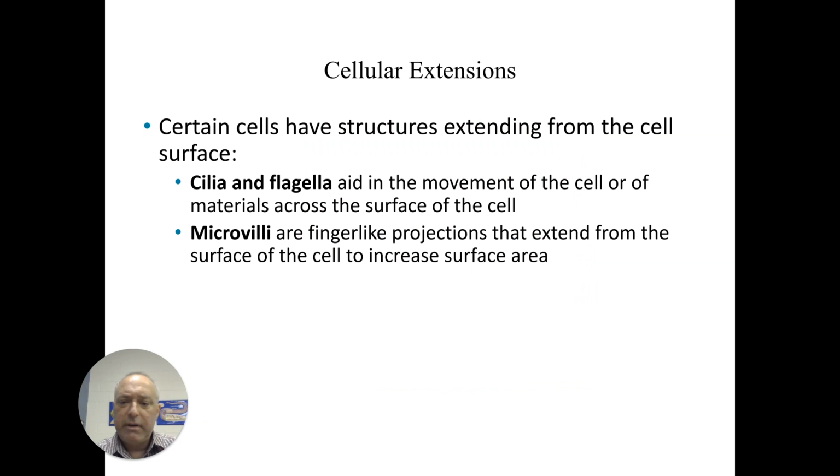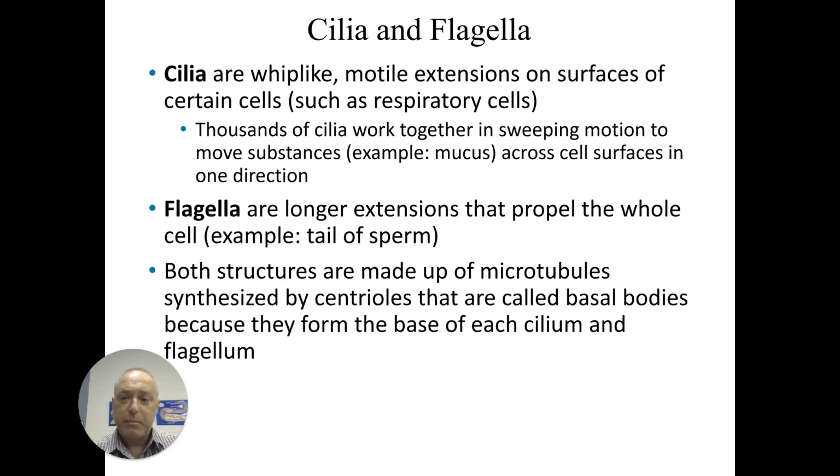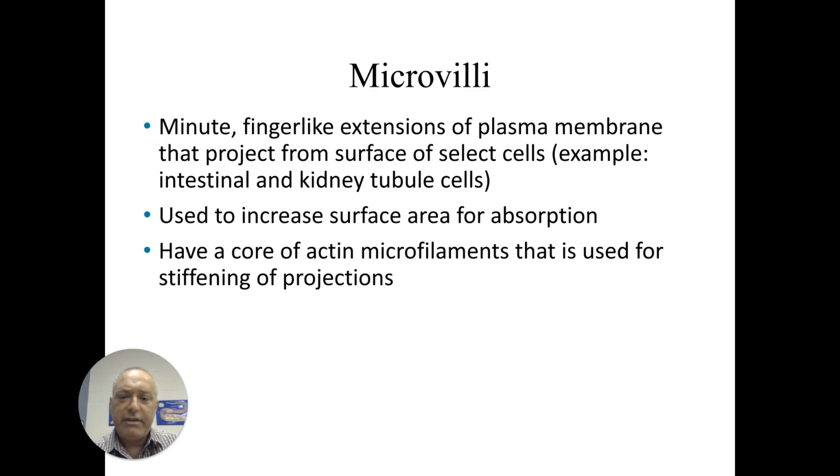Here's a nice picture. So cilia and flagella aid in movement of the cell and movement of species across the cell, whereas microvilli are finger-like projections of the plasma membrane that extend, and this increases surface area, like in the stomach when you want to improve absorption. So the cilia move in a whip-like motion, like in your trachea when you cough something up. That phlegm is coming up the trachea via cilia. Then you also have flagella, like the tail of a sperm. Flagella have a 9-2 pattern.